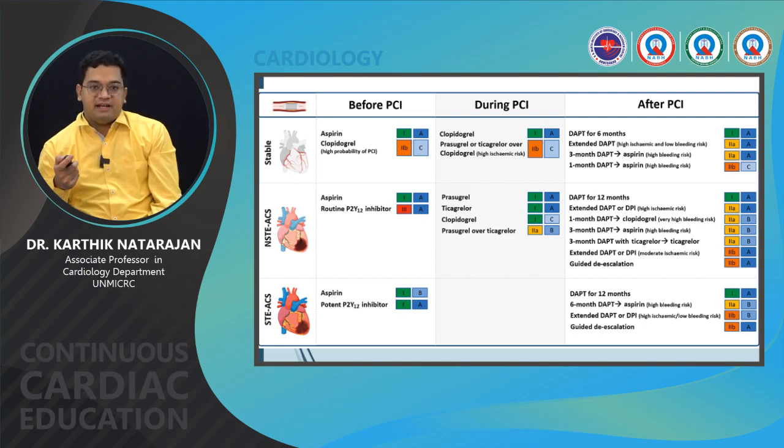Now, post PCI, whether it be NSTEMI or STEMI, the DAPT duration is usually 12 months, but again, as we'll discuss in the coming slides, the duration may go up if the patient has a high ischemic risk, and it may go down depending upon the patient's bleeding risk. In a STEMI, before PCI, both the antiplatelets, that is aspirin and a potent P2Y12 inhibitor, are indicated, and the same would be followed during and after PCI. So the DAPT duration in any ACS is ideally 12 months, but it may go up and down depending upon the patient's bleeding and ischemic risk.